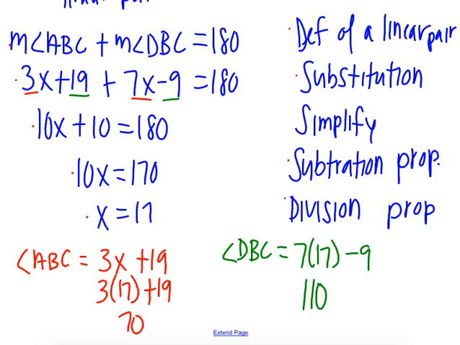And again, we can check ourselves, right? So we know it's a linear pair, so what do these have to add up to? 180. Do they add up to 180? Yep, so we check out across the board. We're good there.